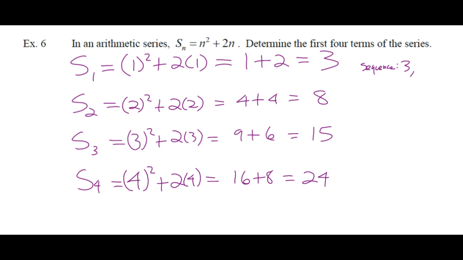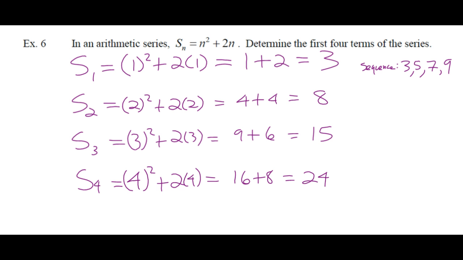So we know the first term is 3. What's the second term? 8 minus 3 is 5, right? So the second term is, what do I add to 3 to get 8? I'm going to add 5. What do I add to 8 to get 15? What do I add to 15 to get 24? So there's your sequence, right? 3, 5, 7, 9.